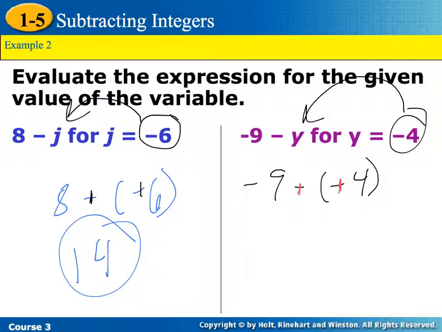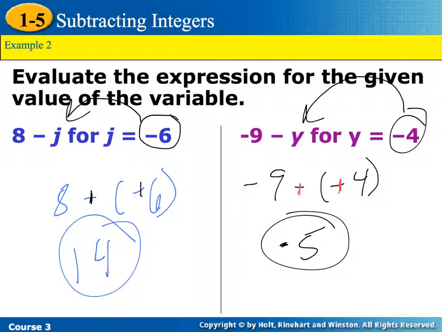Different signs, and we're adding now. Remember, we're adding different signs, so we subtract those 2. 9 minus 4 is 5. Which one's farthest away from 0? -9. The answer is -5. Again, plug in your variable. Add its opposite if it's subtraction. Okay? Then use your addition rules.